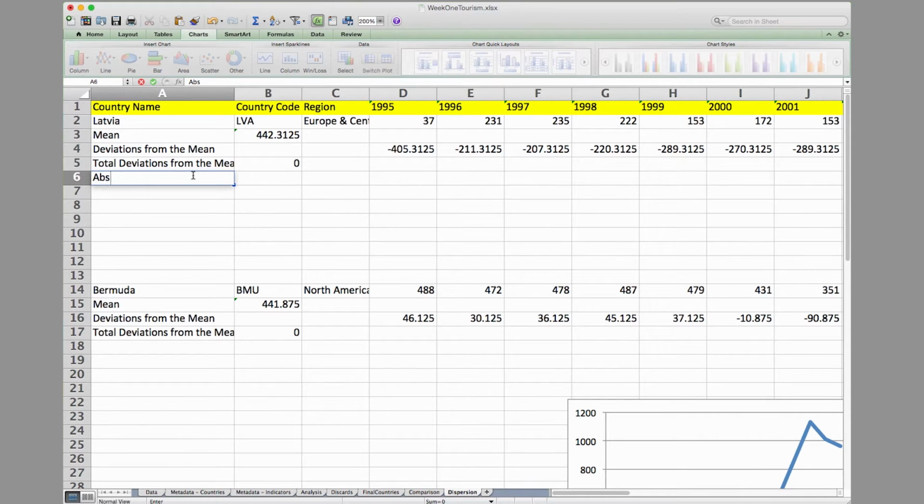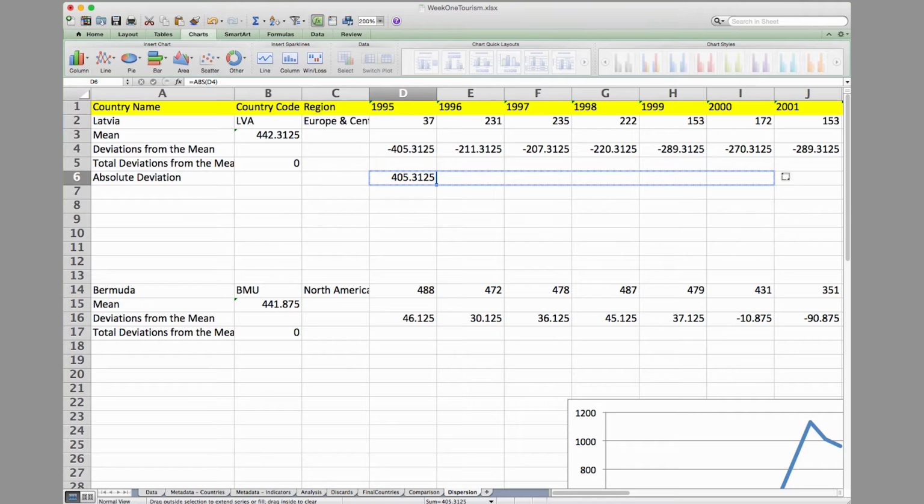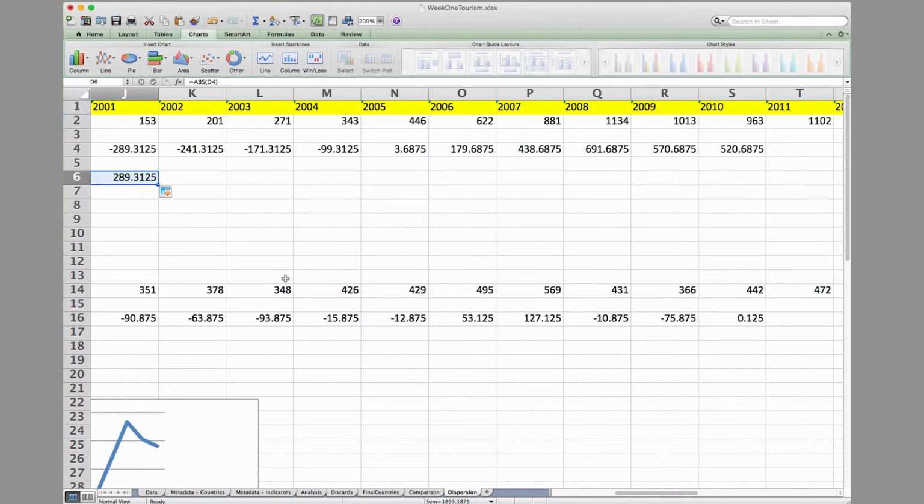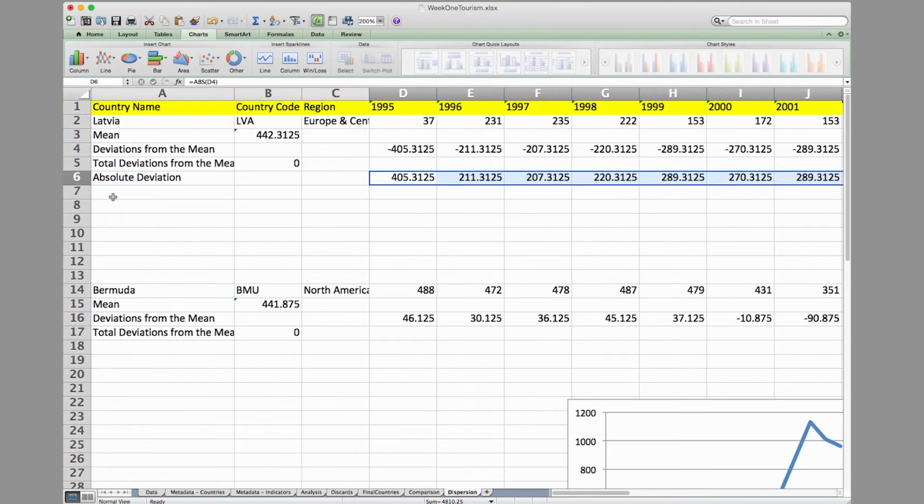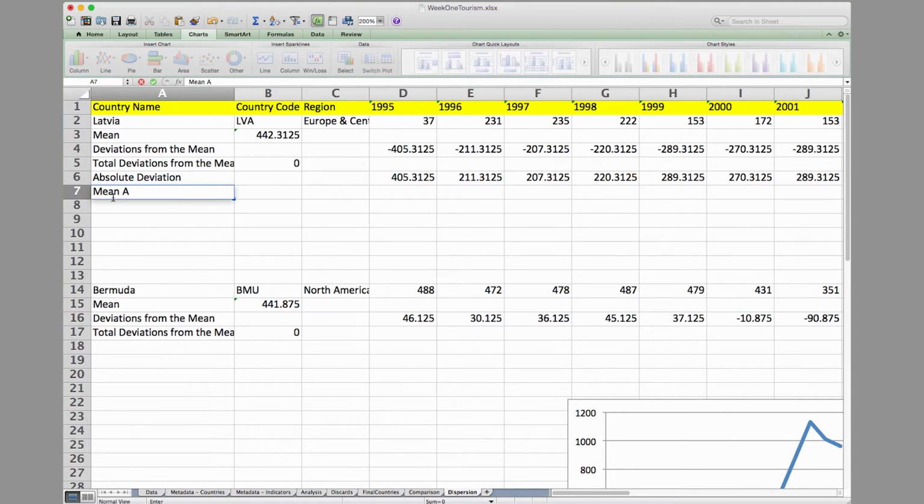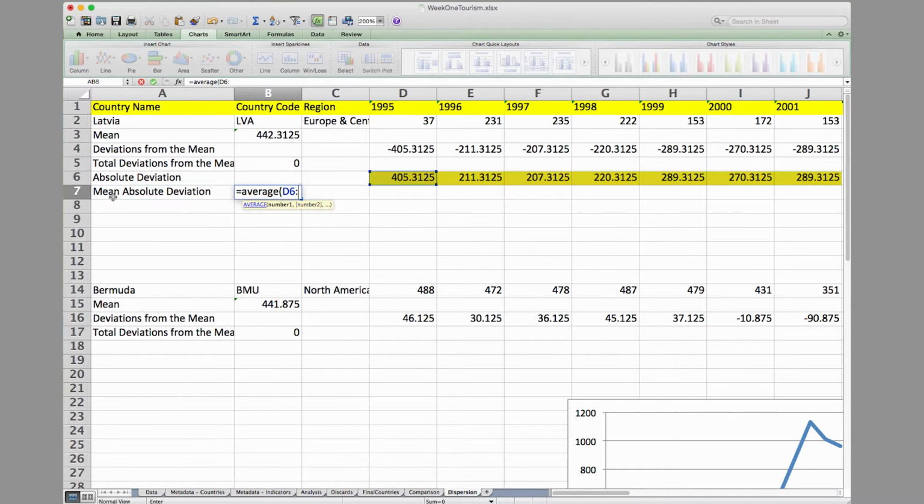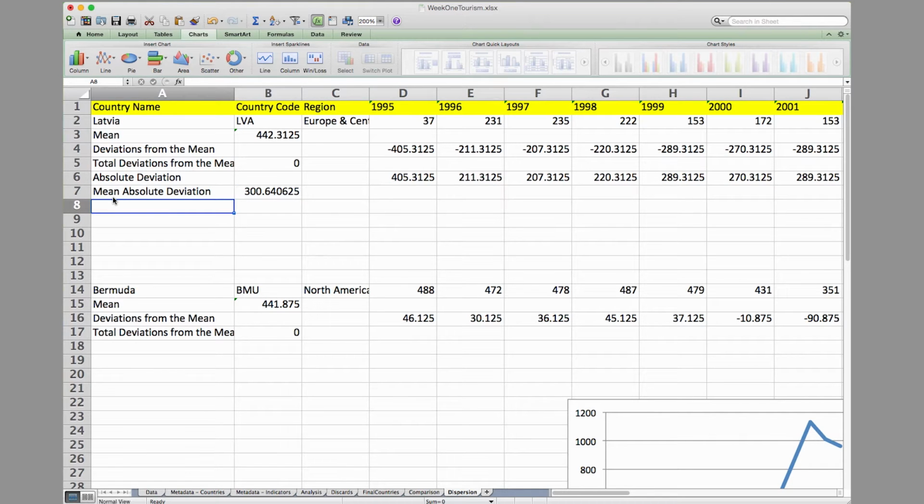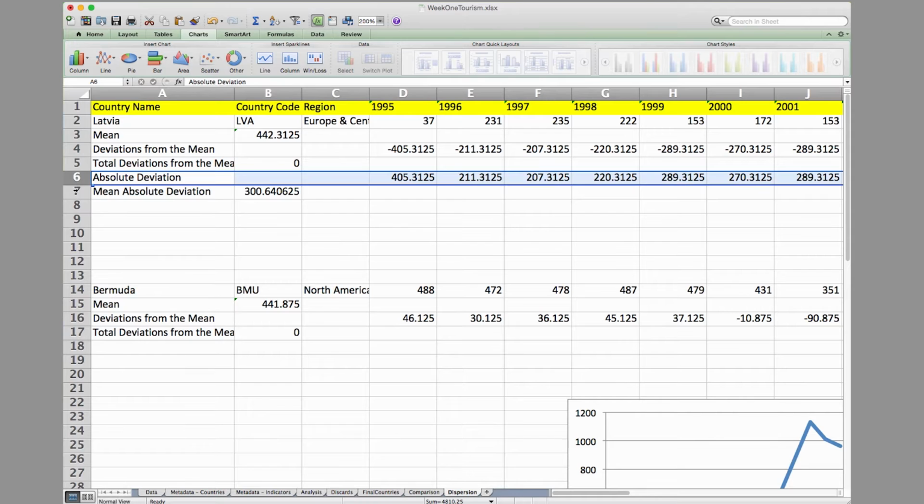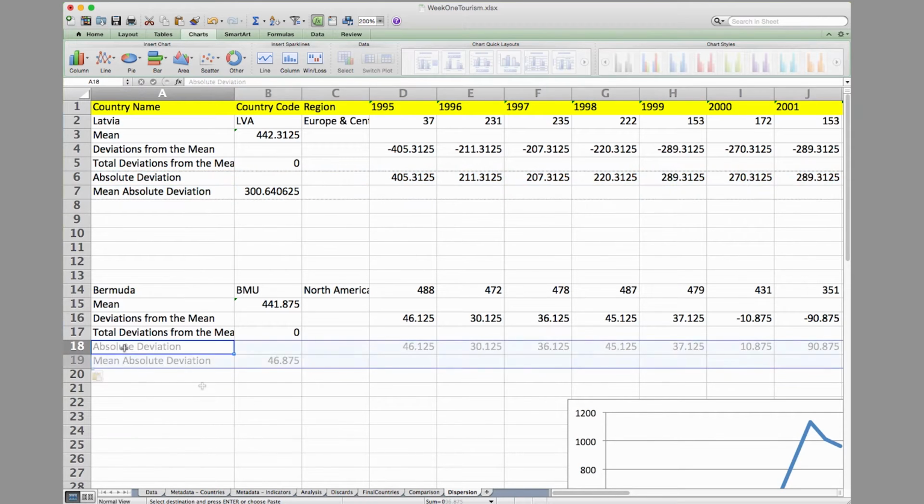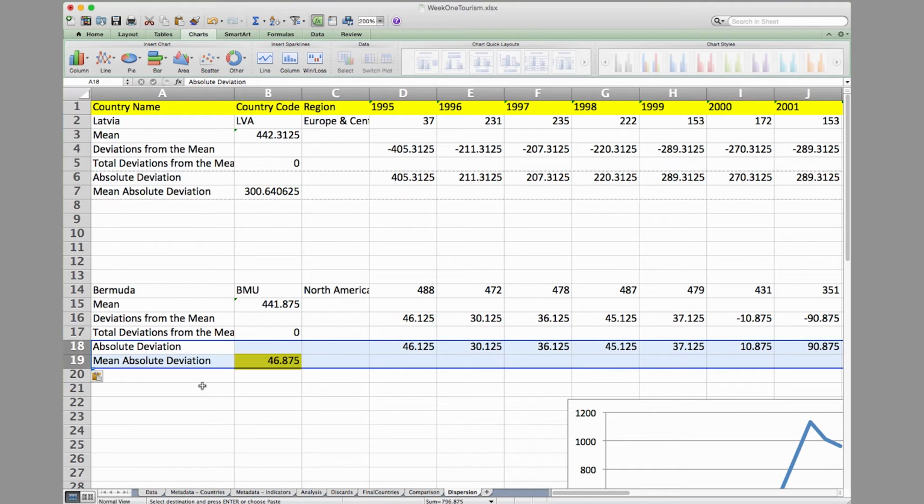I have absolute deviations. I'm going to skip using the word mean. It is deviation from the mean. So I'm going to look at absolute value of this deviation over here and drag this all the way across to 2010. You notice that all of the numbers are positive and we have 16 of these numbers. Having done this, I'm going to look at the mean absolute deviation, and that is the average of deviations that belong to row number 6. So it is D6 through S6, and I get something like $300.6 million. I could do the same thing with Bermuda over here, and I get close to about $47 million.